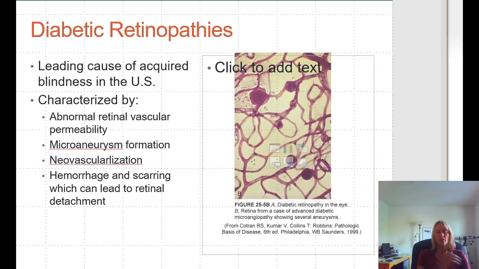So diabetic retinopathy is the leading cause of acquired blindness in the U.S. So we have abnormal retinal vascular permeability, we have the formation of these microaneurysms, and new blood vessel growth. It can also lead to hemorrhage and scarring within the eye. This hemorrhaging can increase the pressure in the eye and lead to retinal detachment.